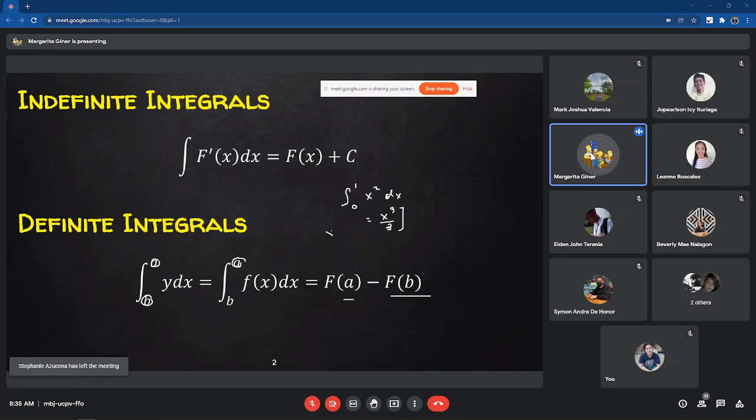Ibutang mo ang upper limit kag lower limit. So, based on this equation, ang function mo, i-substitute mo ang upper kag lower limit, i-subtract mo. So, kung ang upper limit mo is x cubed, substitutean mo na siya sa upper limit mo 1.